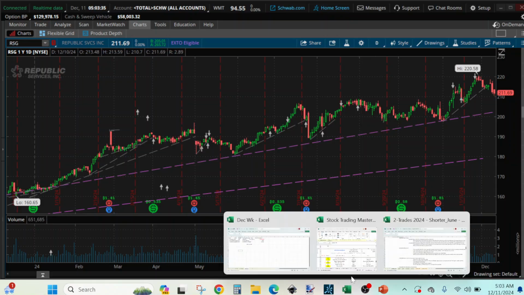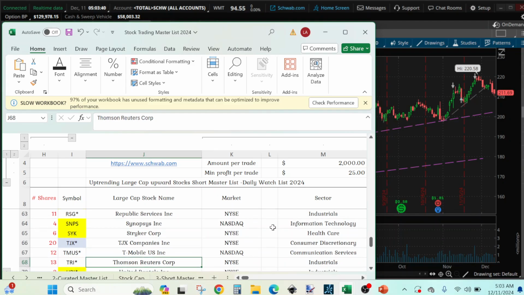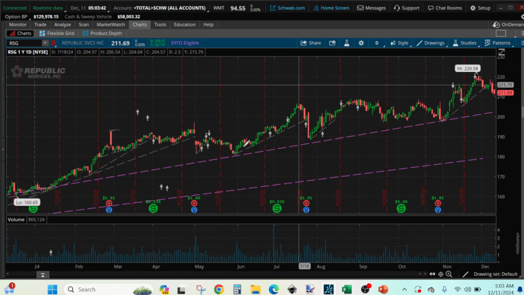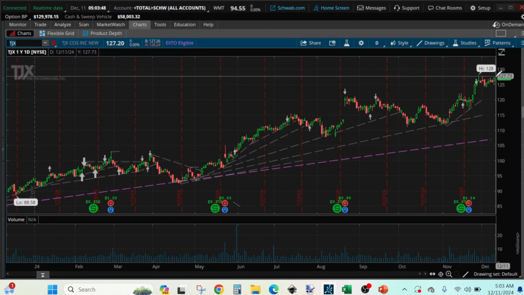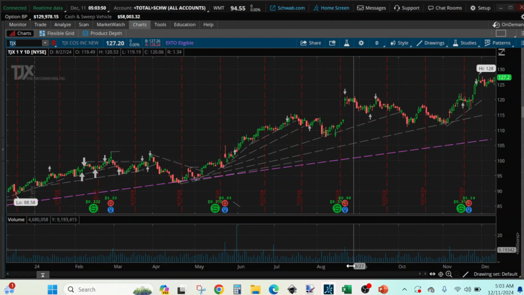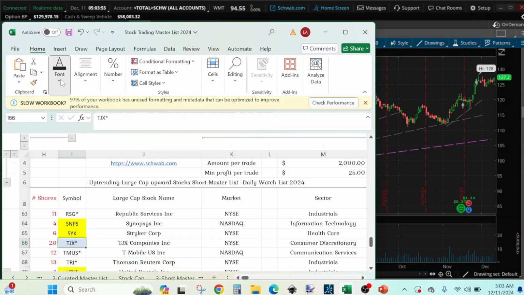And the next one is TJX. I need to take that brown color out of there. TJX, or the gray color. TJX is nowhere near this line yet, so we can wait on that. In the meantime, we can take that color out of there.